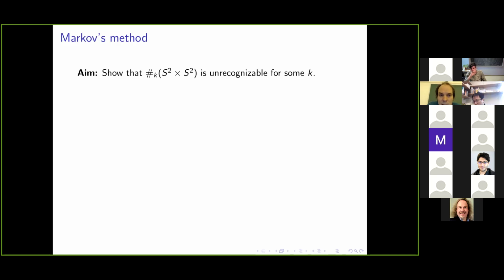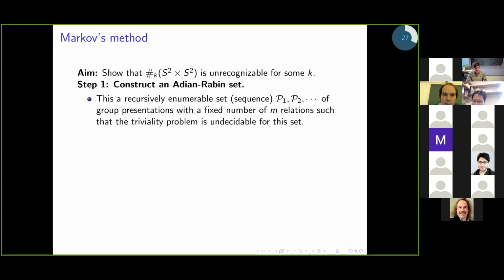So let me recall that our aim is to show that if we are given a manifold on the input, it's undecidable whether this manifold is homeomorphic to this connected sum of copies of, say, S2 times S2 for some number k.